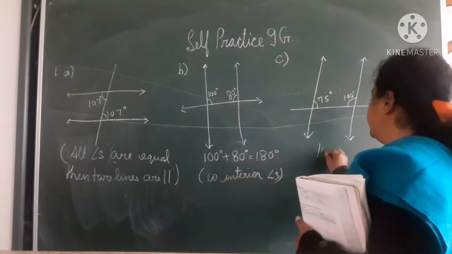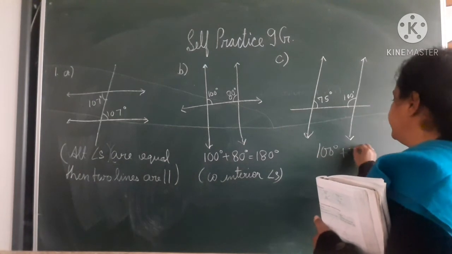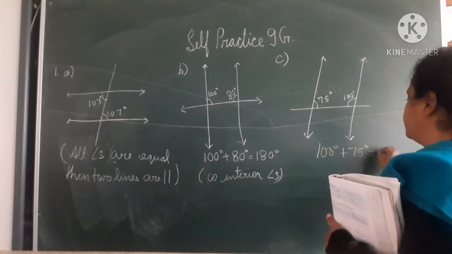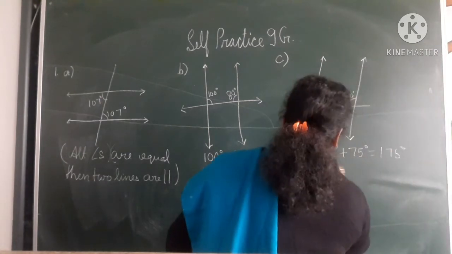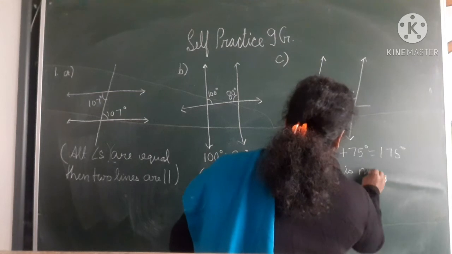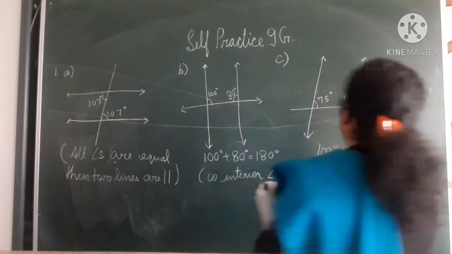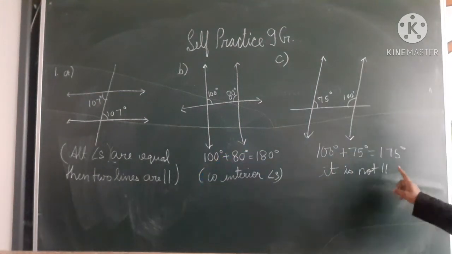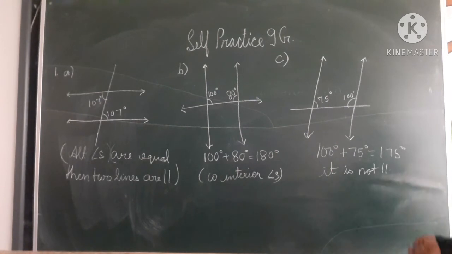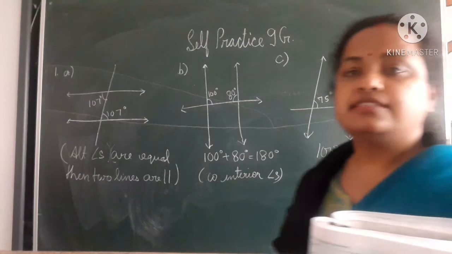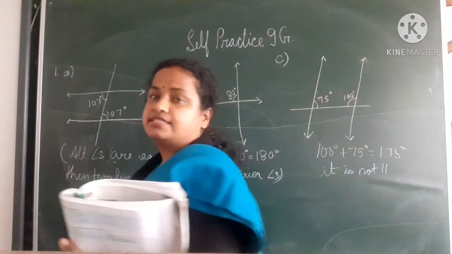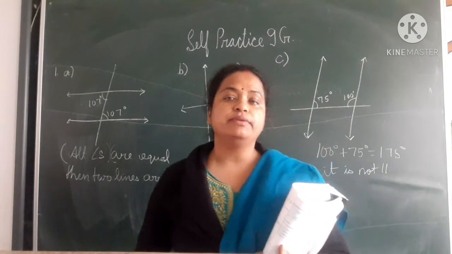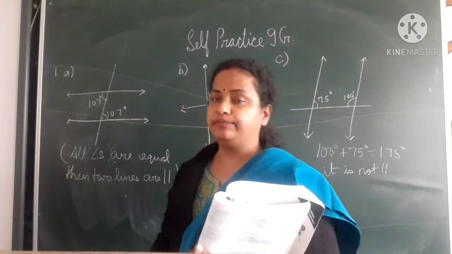It is 100 degree plus 75 degree, which is equal to 175 degree. It is not parallel because it should be equal to 180 degree. So as it is not equal to 180 degree, this C part is not a parallel line, because the sum of two co-interior angles should be equal to 180 degree.